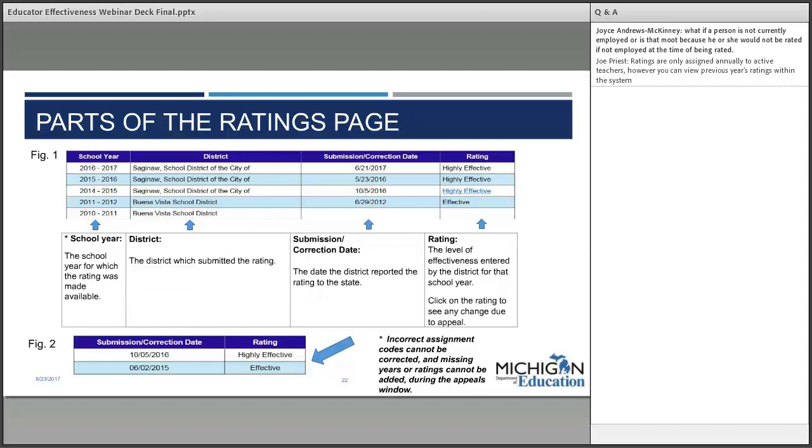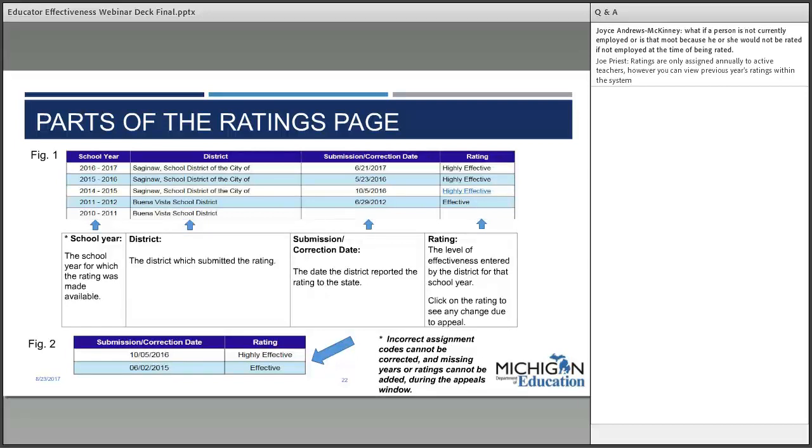The submission correction date is the date the ratings were reported to the state or to the REP. The second column indicates the district that submitted the ratings for the educator in an instructional role. The last column is where the teacher ratings would be. When a rating is a link, as in the third rating in the ratings column, you can click on the link and see the result of the ratings appeal.